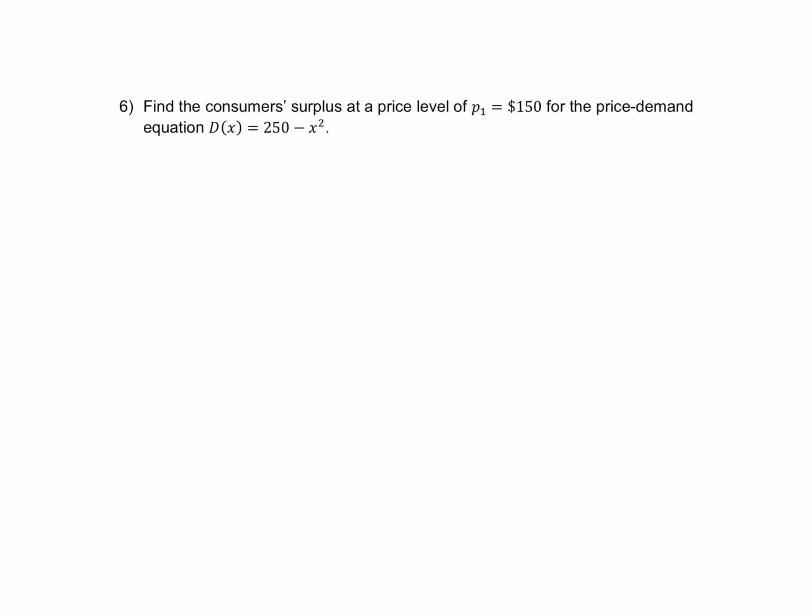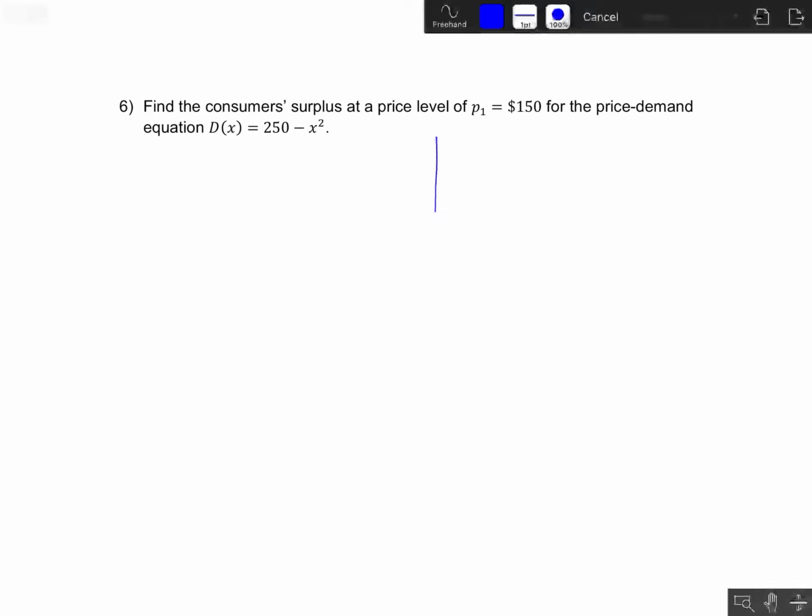But let's look at an example here. It says find the consumer's surplus at a price level of $150, for the price demand equation d of x given by 250 minus x squared. In terms of a picture, here's what this would look like. We would have a demand that looks like this. So this is our demand, and the equilibrium price is down here at $150. We're trying to compute this area. That area would be the consumer's surplus.